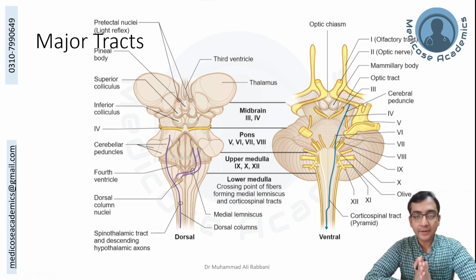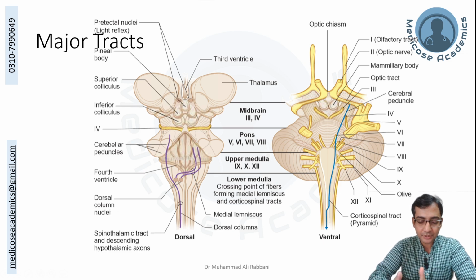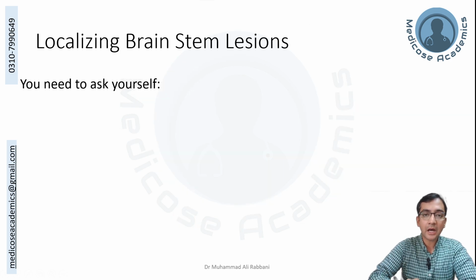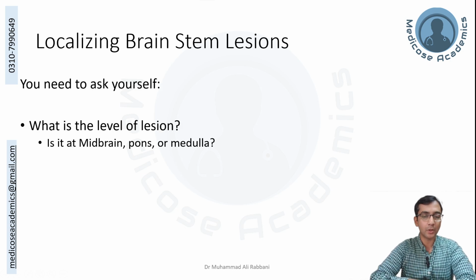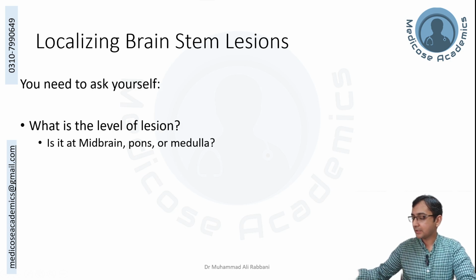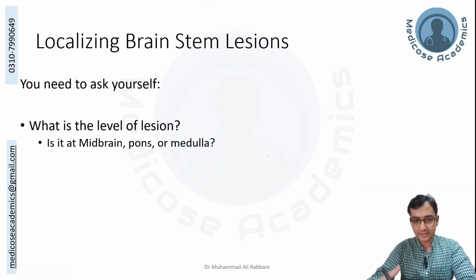So when you are given a clinical scenario, or when you are actually looking at a patient and you want to localize what part of the brainstem is involved, then ask yourself these questions. Question 1. At what level is the lesion? Is the lesion at the midbrain? Is the lesion at the pons? Is the lesion at the medulla oblongata?